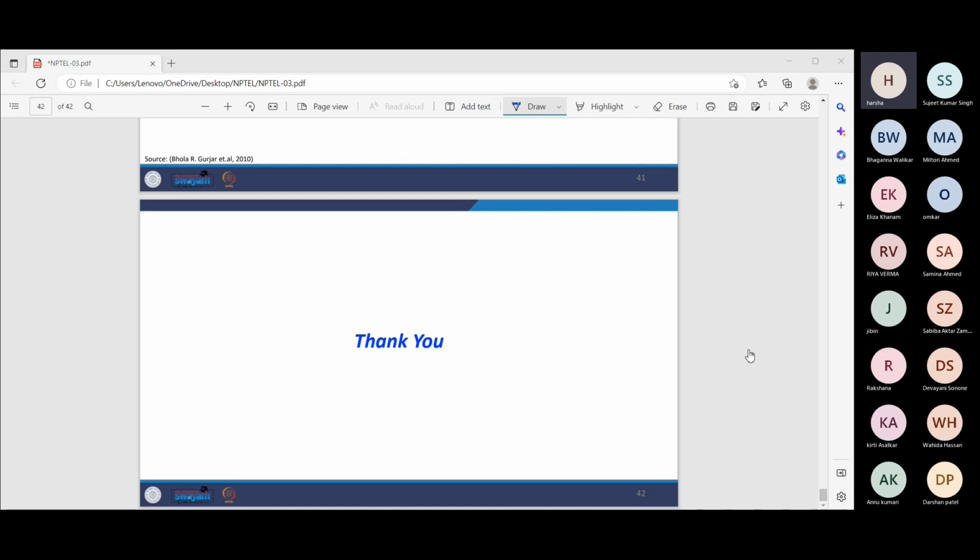Ma'am, in the Gaussian dispersion model, there are three types, ma'am. Point source, line source, and area source. Why do we have three types of source?